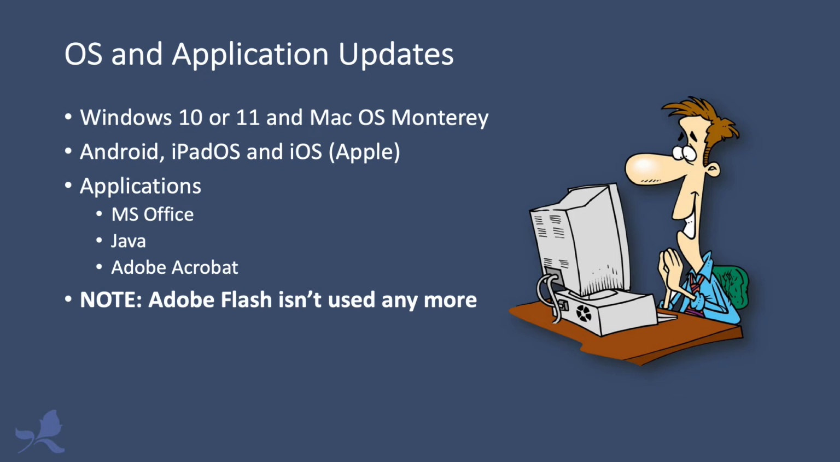You should allow software such as Microsoft Office, Java, which many websites use, and Adobe Acrobat to update themselves. And incidentally, Adobe Flash isn't used any longer, so you can ignore any notice to update Flash. And I'll mention that Microsoft's Internet Explorer, the original Windows browser, is obsolete. You should move to Edge instead.